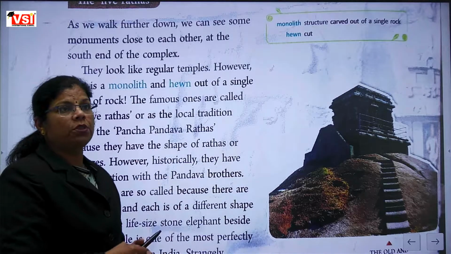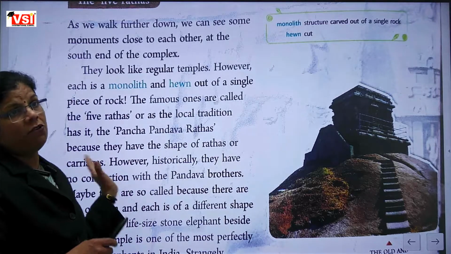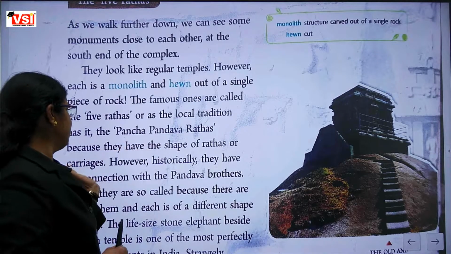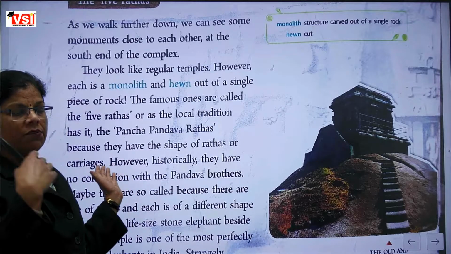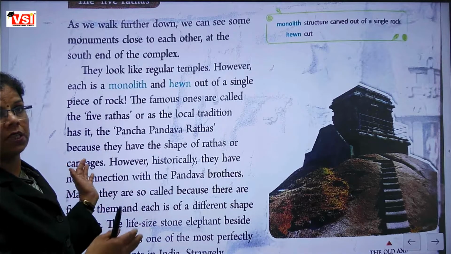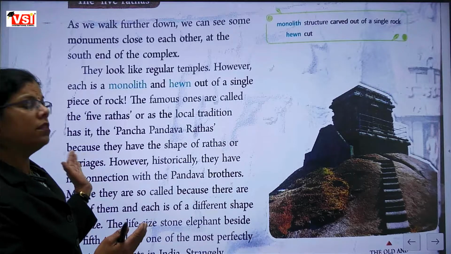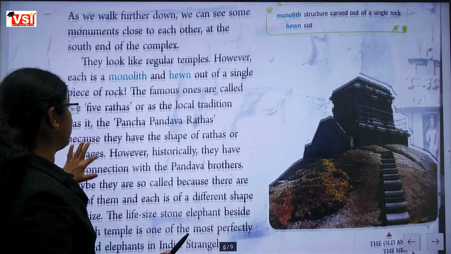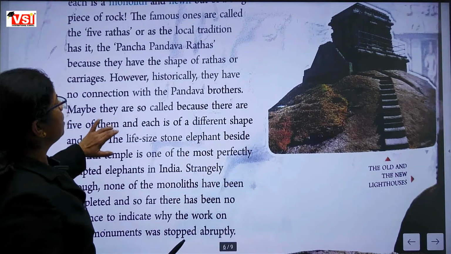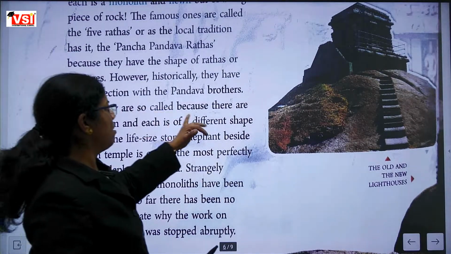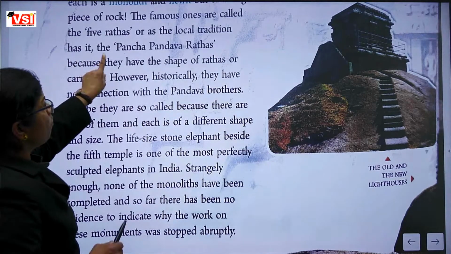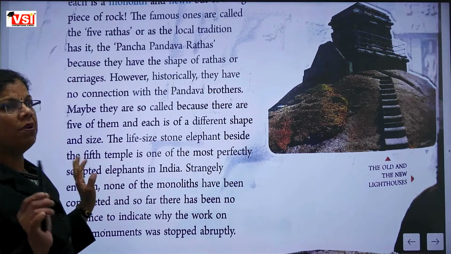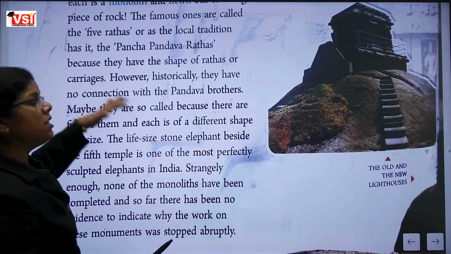These sculptures have the shape of a Rath, and carriages, like the very big raths you may have seen in yatras. That kind of shape they are having. However, historically they have no connection with the Pandava brothers. These monuments are called Panch Pandavas Rathas, but there is no connection between the Pandavas and these temples.